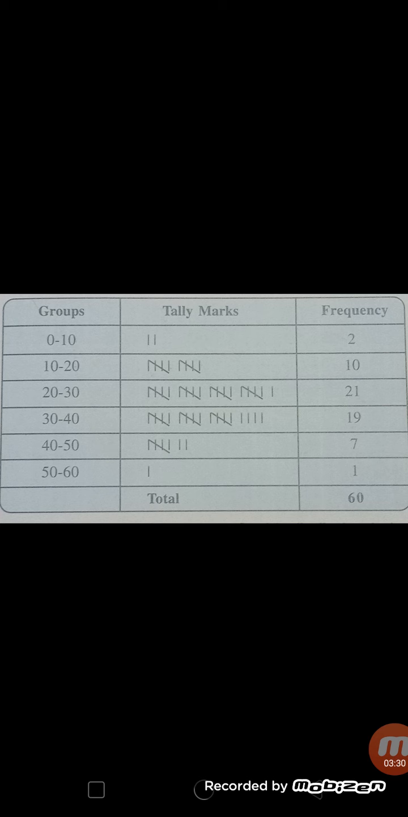In the class interval 10 to 20, 10 is called the lower class limit and 20 is called the upper class limit. Similarly, in the class interval 20 to 30, 20 is the lower class limit and 30 is the upper class limit.